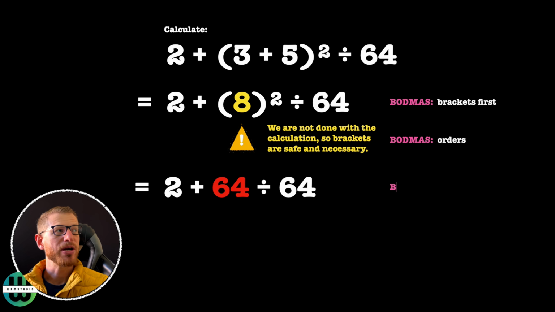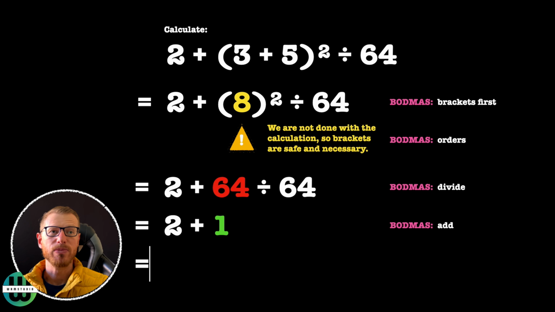And now I'm going to use BODMAS and I'm going to divide. 64 divided by 64 equals 1. So now I have 2 plus 1. Now I'm going to just add together, and my final answer will be 3.